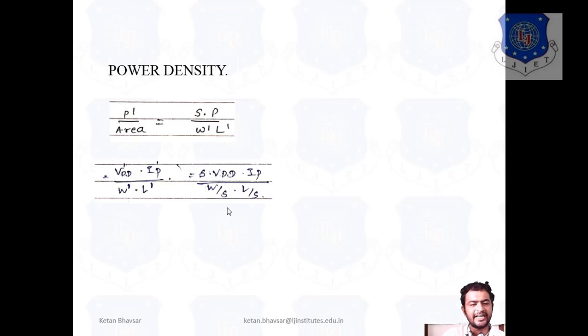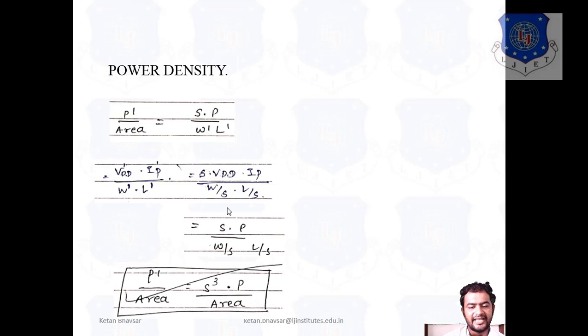So P is equal to VDD dash into ID dash divided by W dash into L dash. VDD remains constant, so VDD dash is equal to VDD, and ID dash is equal to S dot ID. Similarly, W and L will be scaled down by the factor S only. So it will be S square, so S dot P is equal to S cube P divided by area. We can say that P dash by area is equal to S cube times P divided by area that we have right now.